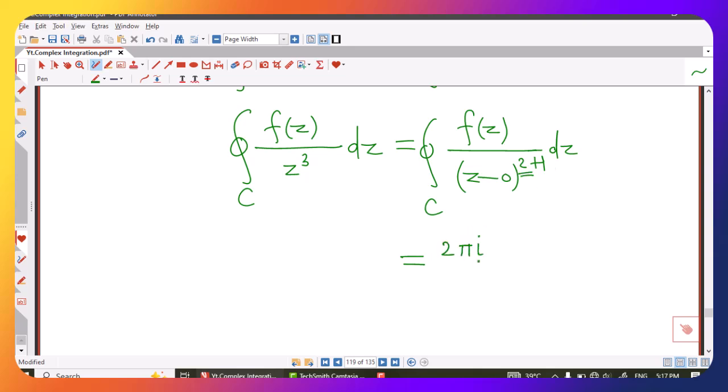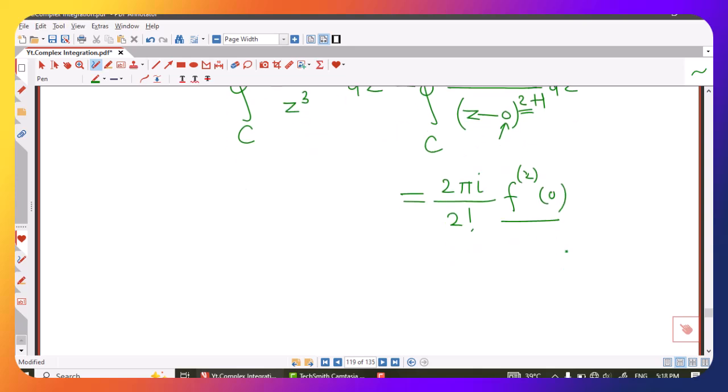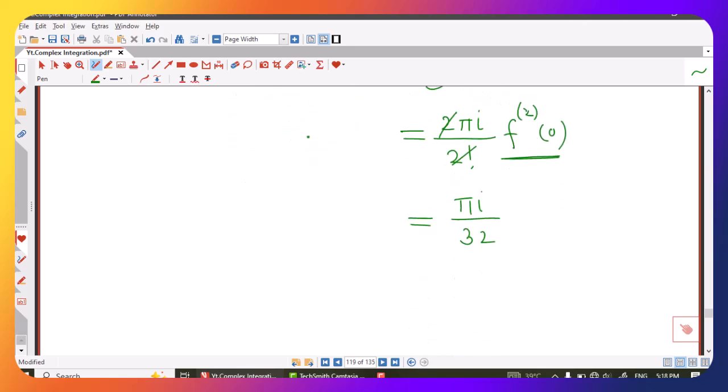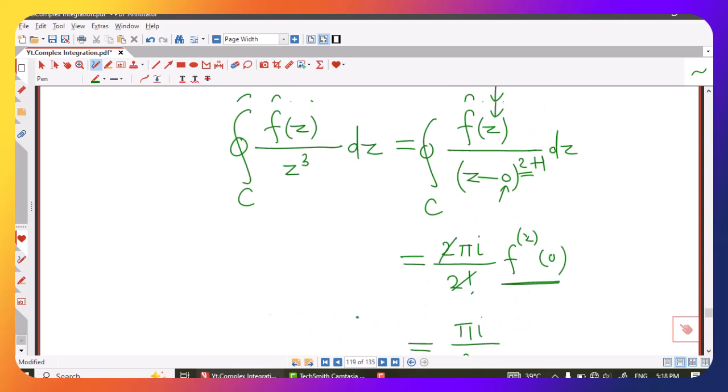So we have 2 pi I divided by n factorial, n is 2, and here I have n equal to 2, so I have to write second derivative of f of z at point 0, and we have obtained this, and 2 factorial is 2, so that will get cancelled with this, and this we have obtained as 1 divided by 32. So we have pi times I divided by 32, and f of z is 1 divided by z plus 4, so that we can substitute here. Therefore we have 1 divided by z cube times z plus 4 integral is pi times I divided by 32 along given circle mod z equal to 2.